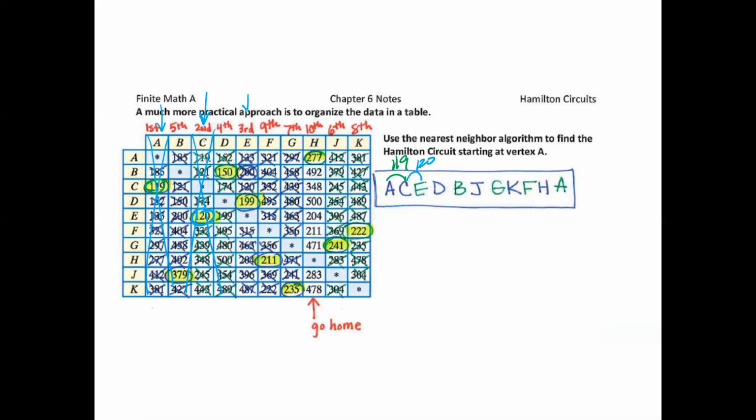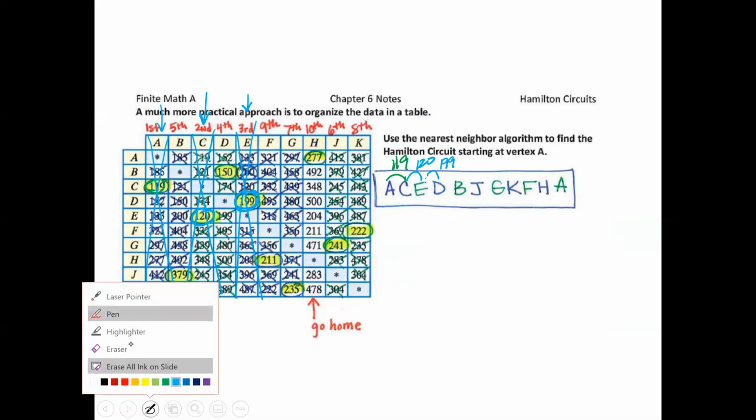And my third one is to E. Looking at E, which one's the least expensive? It looks like 199 is that. So from E to D is $199. So done with E, so cross that out.